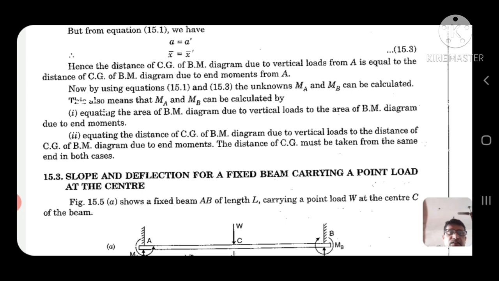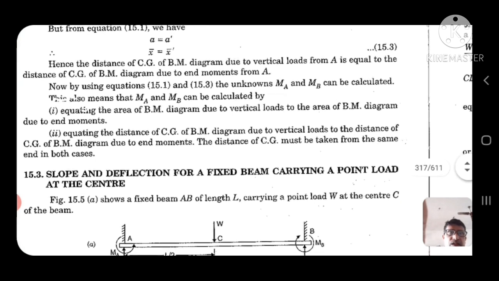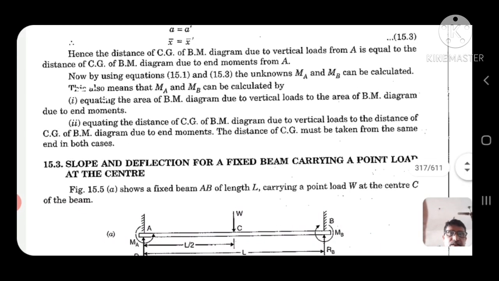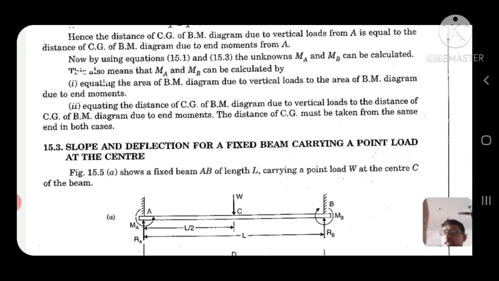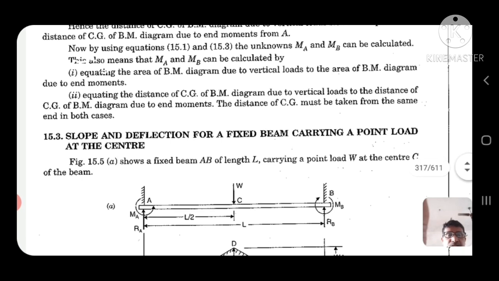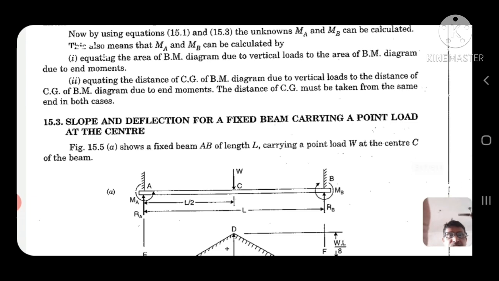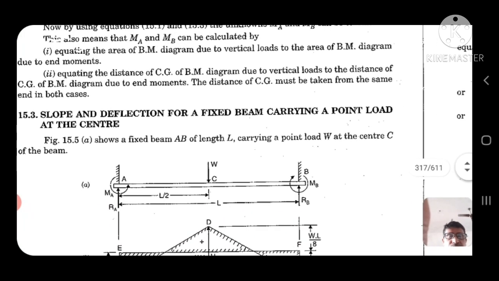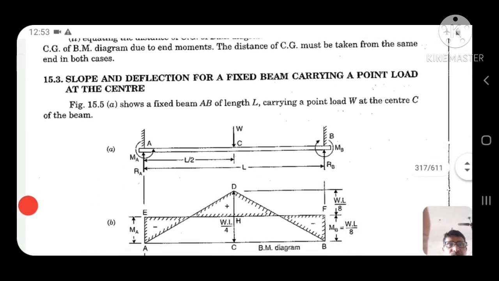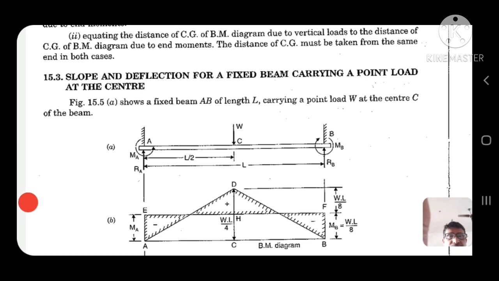Now, by using the equation 15.1 and 15.3, the unknown MA and MB can be calculated. This also means that MA and MB can be calculated by equating the area of bending moment diagram due to vertical load to the area of the bending moment diagram due to end moments, and equating the distance of CG of bending moment diagram due to the vertical load to the distance of CG. Slope and deflection for a fixed beam carrying a point load at the center.